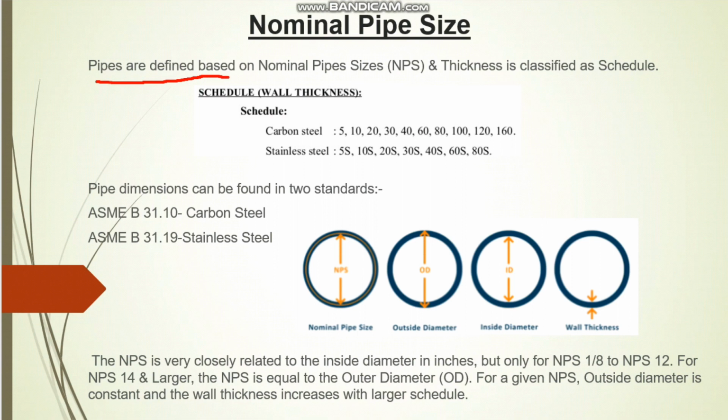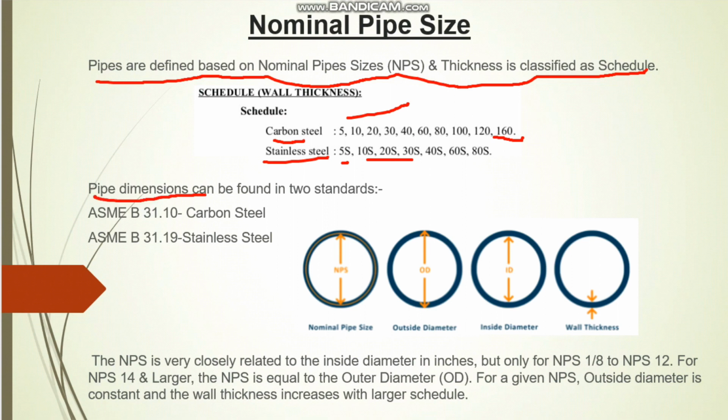Pipes are defined based on nominal pipe sizes, and thickness is classified as schedule. For example, for carbon steel, the schedules are 5, 10, 20, 30, 40, 60, 80 till 160. For stainless steel, the same arrangement comes with the S suffix: 5S, 10S, 20S, 30S, like that. If the schedule value increases, the thickness of the pipe increases.